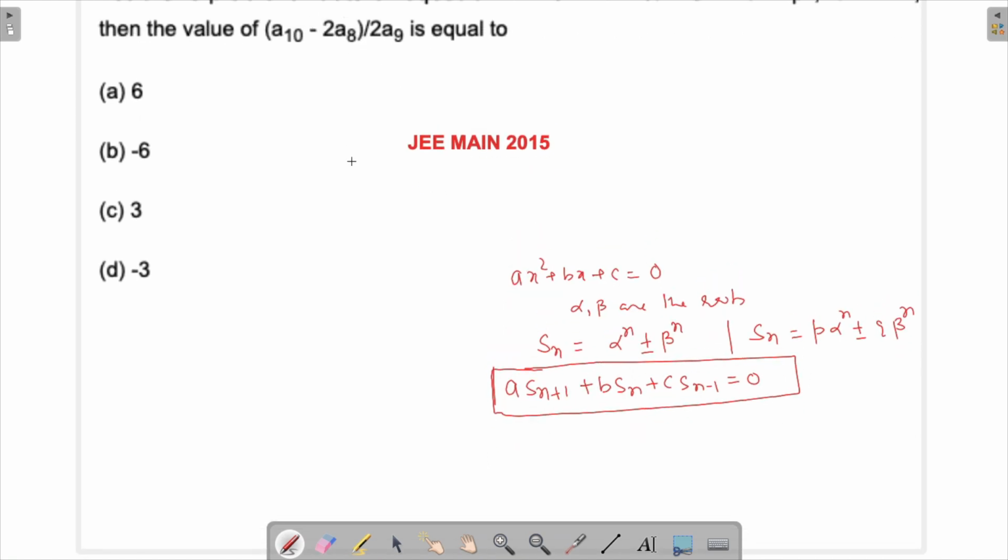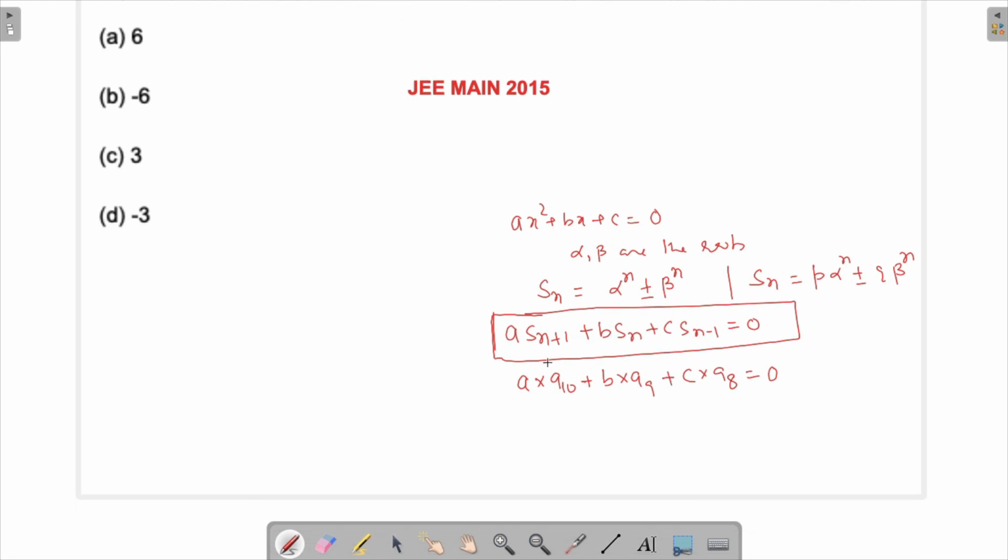In this case, what you have been given is A10, A9 and A8. So simply put, this will be a, the coefficient of x squared, times A10, plus b, the coefficient of x, times A9, and then c times A8, and that will be equal to 0. Actually, verifying this is pretty simple. Maybe we can try to verify this towards the end of this video. Right now, let's look at this.